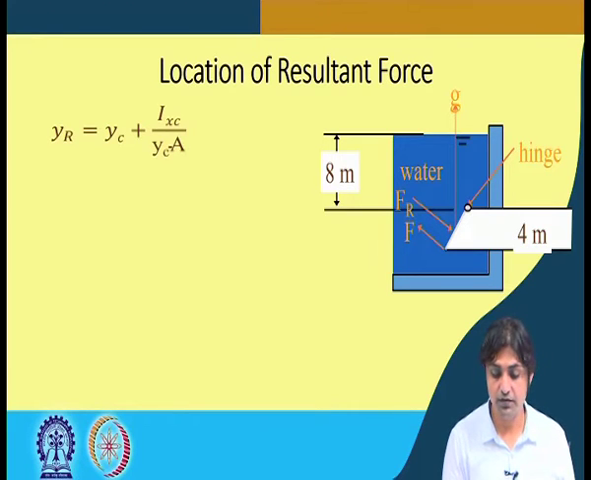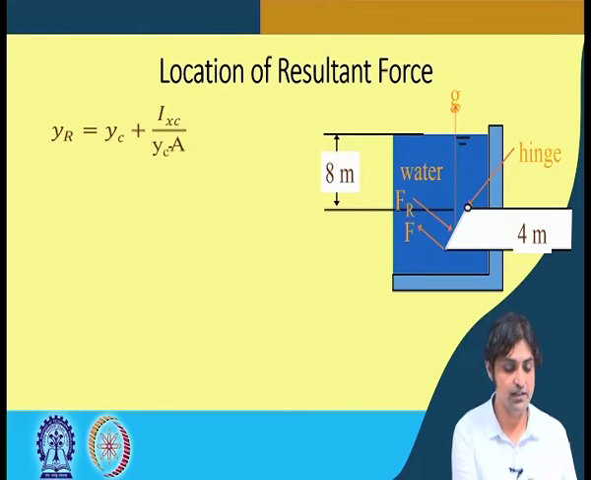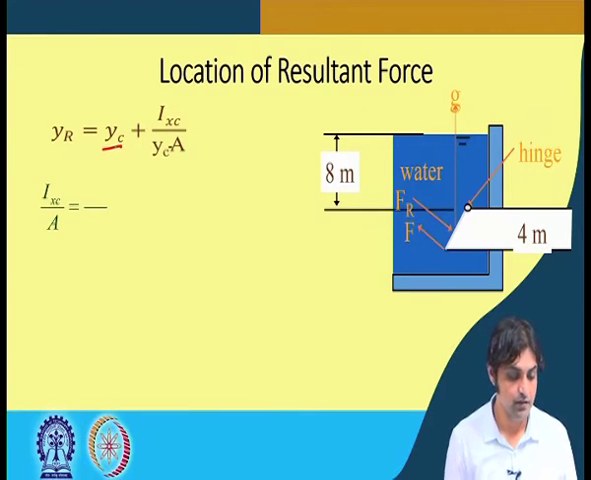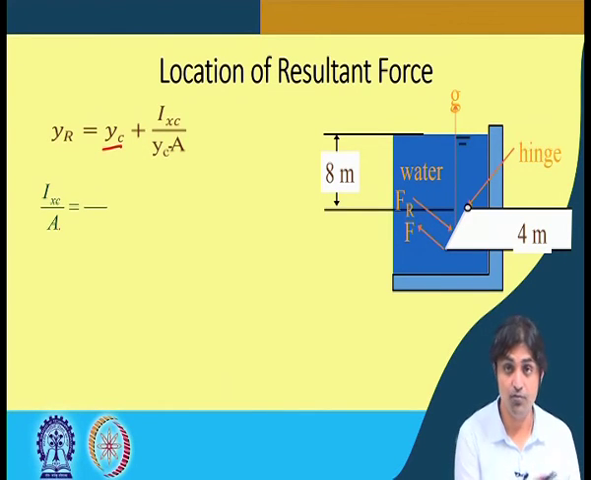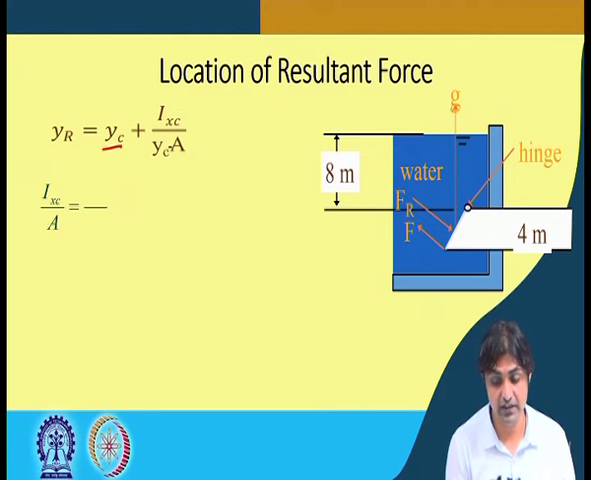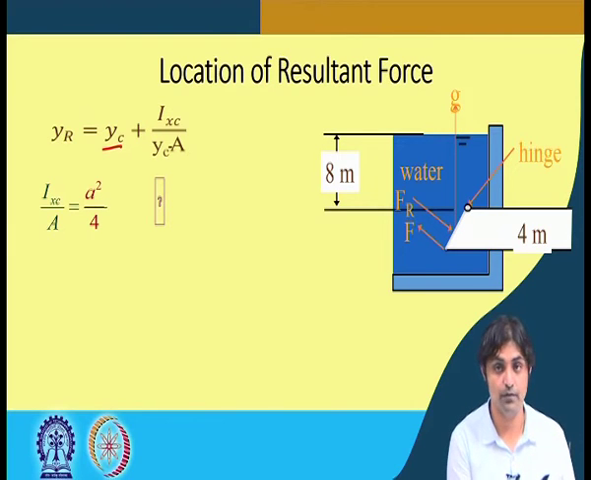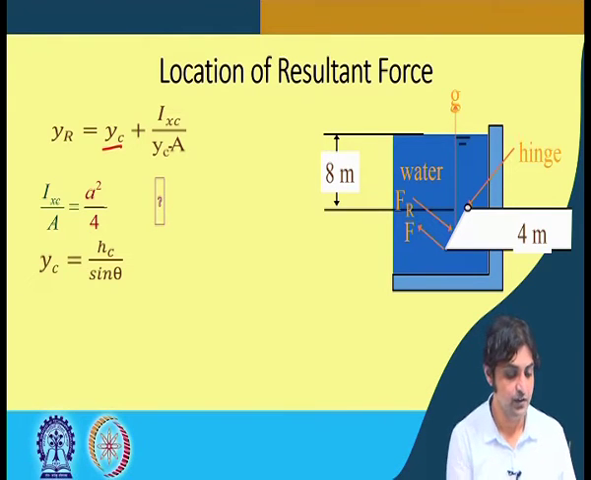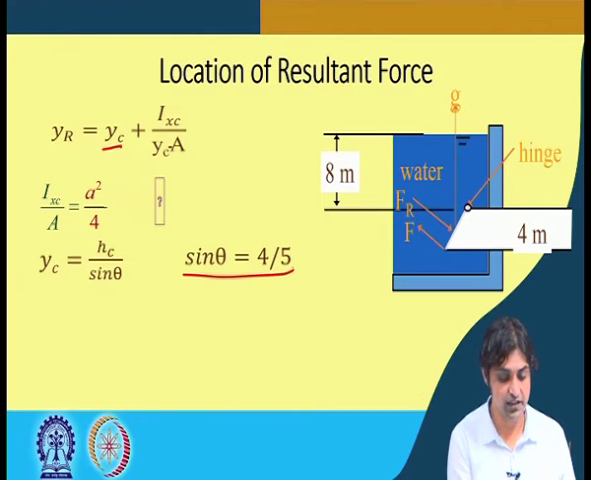So what is the location of the resultant? We need to find out YR and XR. YR is given by YC plus IXC by A YC. IXC from the set of the areas that we had seen shown in the last lecture is given as A square by 4. If you are confused, you can go and see it in the last lecture notes. YC can be written as HC by sine theta. This we have already seen in the derivation. Sine theta is 4 by 5 for n, because minor axis and major axis are 2 and 2.5.